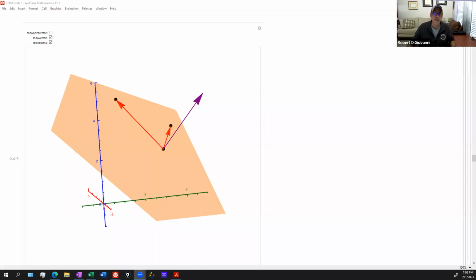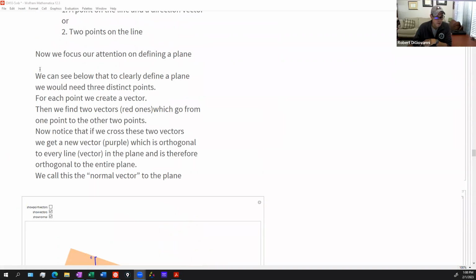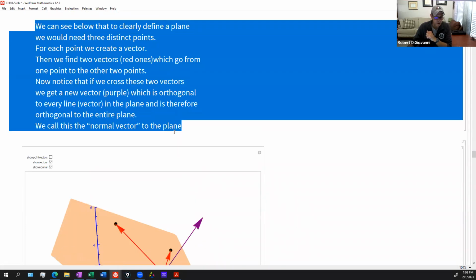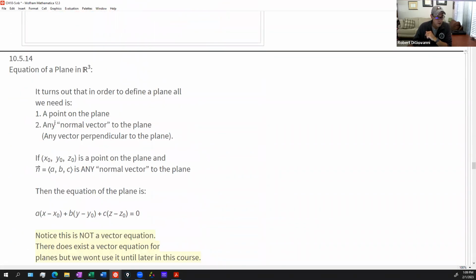Yes. Okay. So that's what this whole little section starts with about planes, is that yes, 3 points are good, but 1 point and a vector that's orthogonal to the plane, we call that vector the normal vector to the plane. All right, so that's what I summarized right here. I'm not going to read through it. So here's the conclusion. It turns out that all we need to define a plane is a point on the plane, any point on the plane, and any normal vector to the plane.